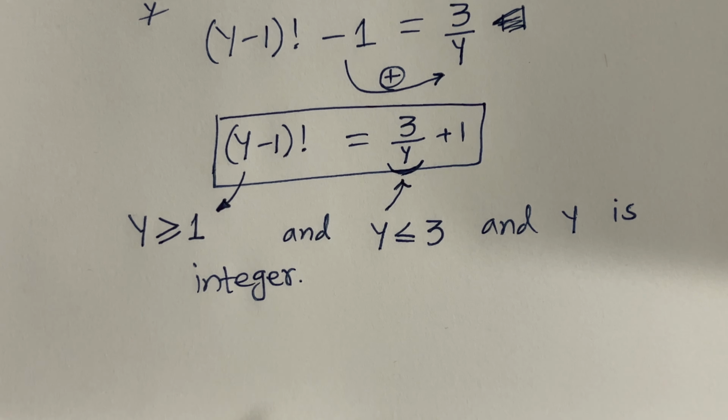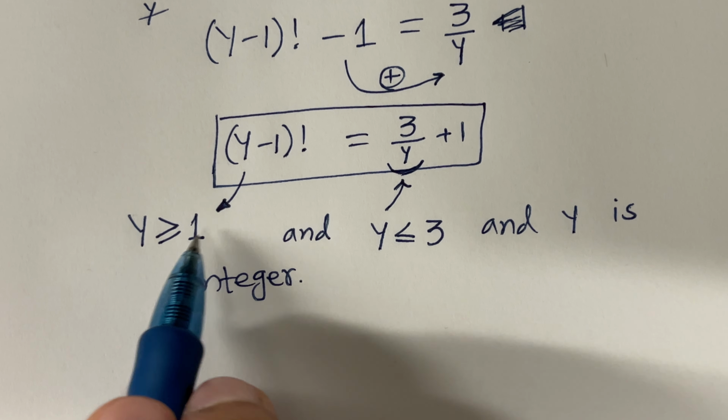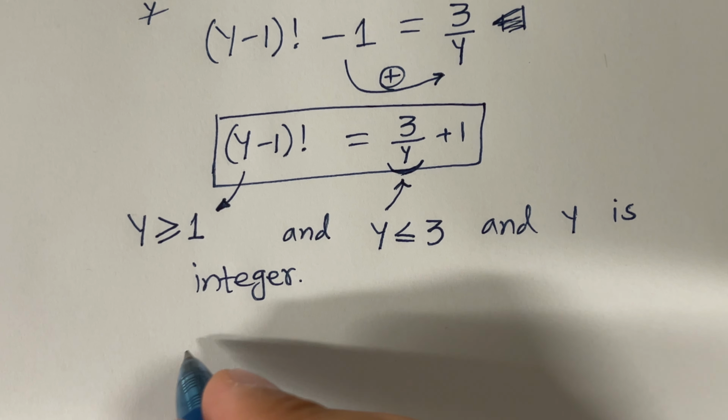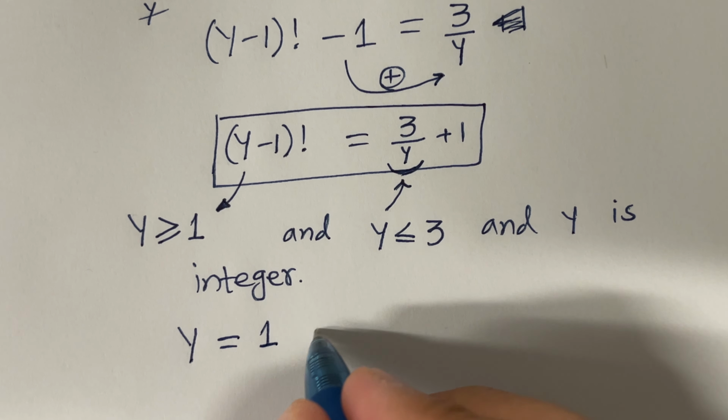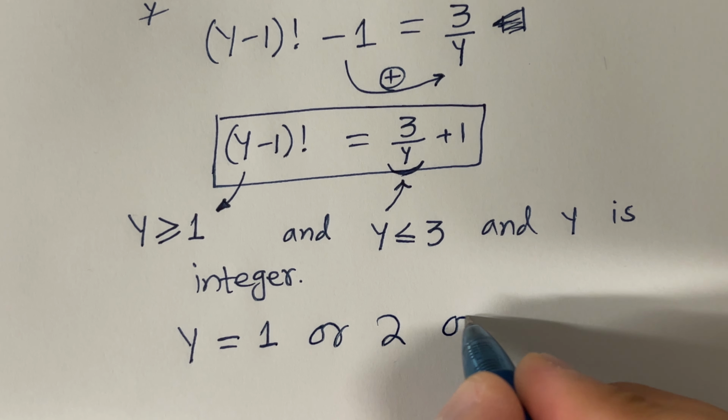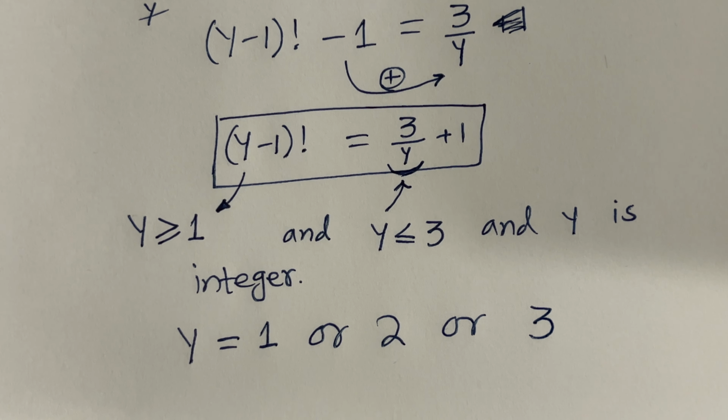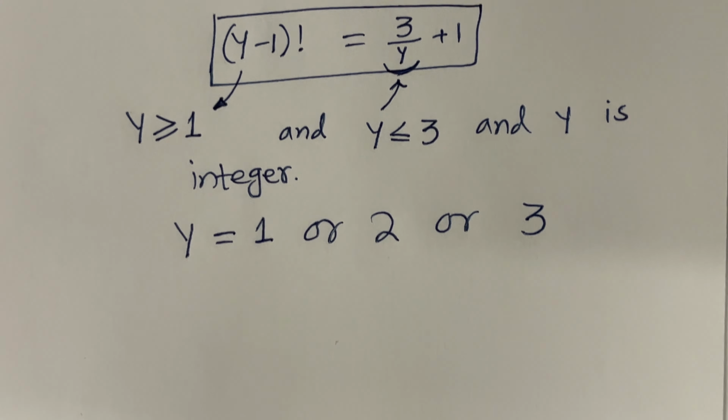So can you tell me how many positive integers are between 1 and 3 inclusive? Then you will say that the possibilities are y equal to 1 or 2 or 3. These are the only possibilities. There is no other possibility.